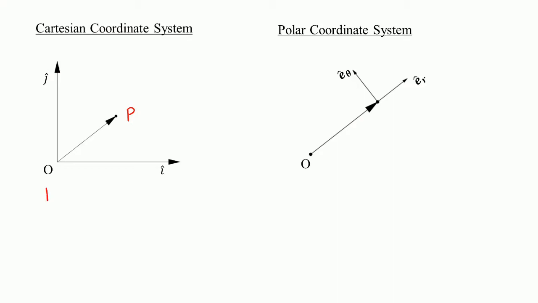Now if I say position vector in Cartesian coordinate system can be written as x into i plus y into j. Now what are these i and j? These are unit vectors which specify the direction. So here i is the unit vector in this direction and j is the unit vector perpendicular to that.